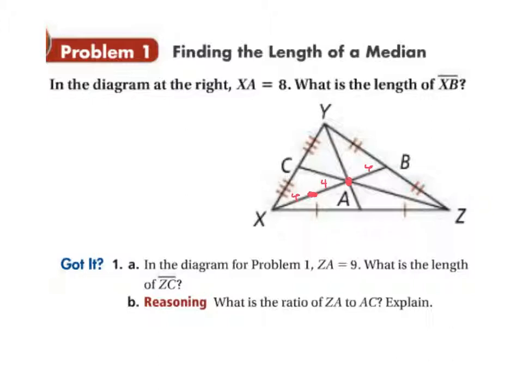All right, now what you do then is you answer the question once you have that filled in. What's the length of XB? XB is the entire median, and so altogether that'd have to be 12 units. Okay, see if you can do this next one. Kind of the same deal. They tell you what ZA equals. You're looking for ZC.